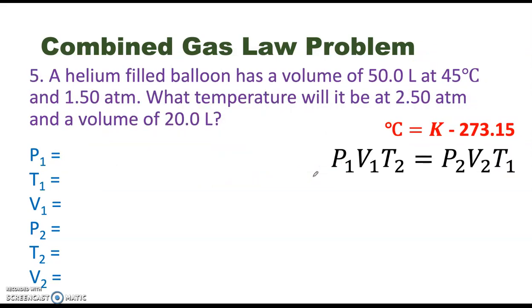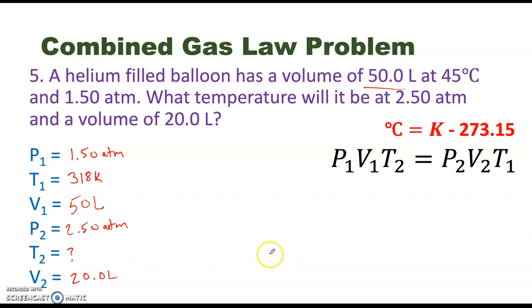So let's do another one here. Helium-filled balloon has a volume of 50 liters. So the initial volume, 50 liters, 45 degrees Celsius. Let's just convert that, add 273. So we're going to put that in as T1. We've got 318 Kelvin. So just make a habit of that. 1.50 atmospheres. What temperature? So it's asking me what temperature it is going to change to at 2.5 atmospheres. So the pressure's going up and the volume is going down.